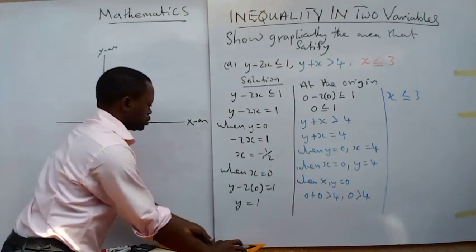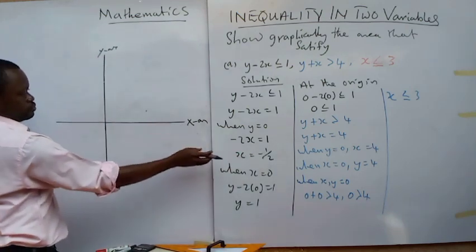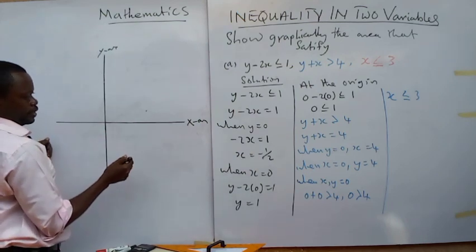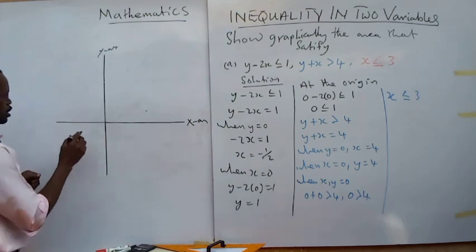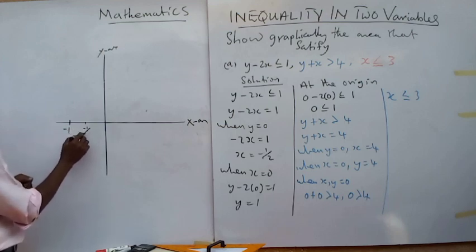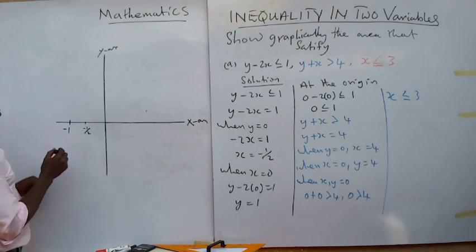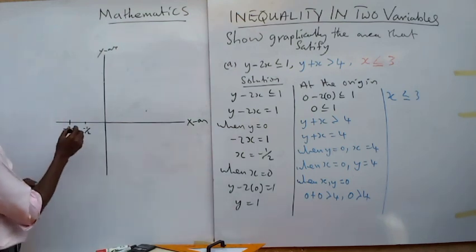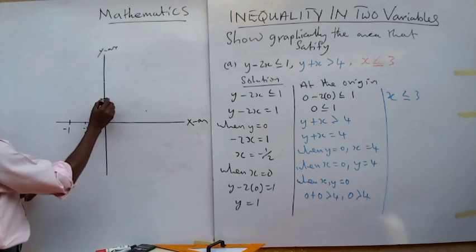So now from this particular one, the x-intercept is minus a half. If somewhere here is minus 1, minus a half will be somewhere here, minus 1 over 2, half of it. And y is 1. So let somewhere here be y, 1.